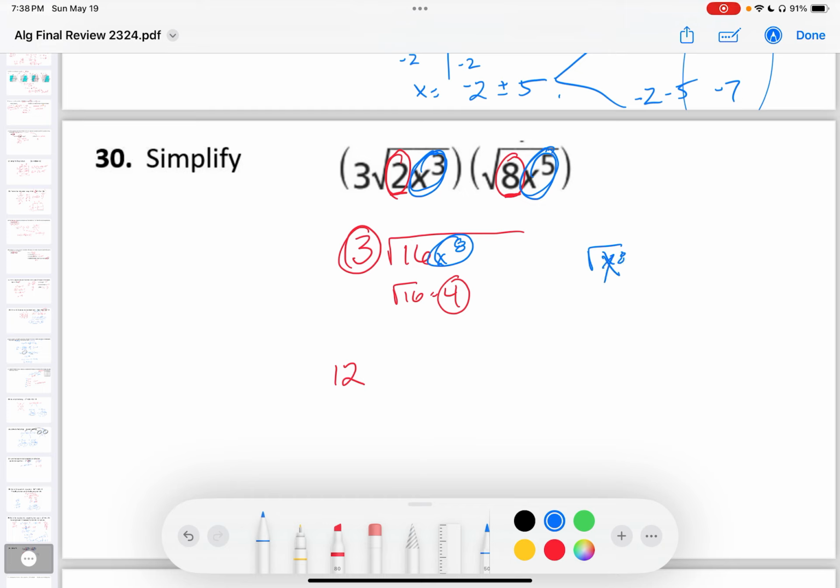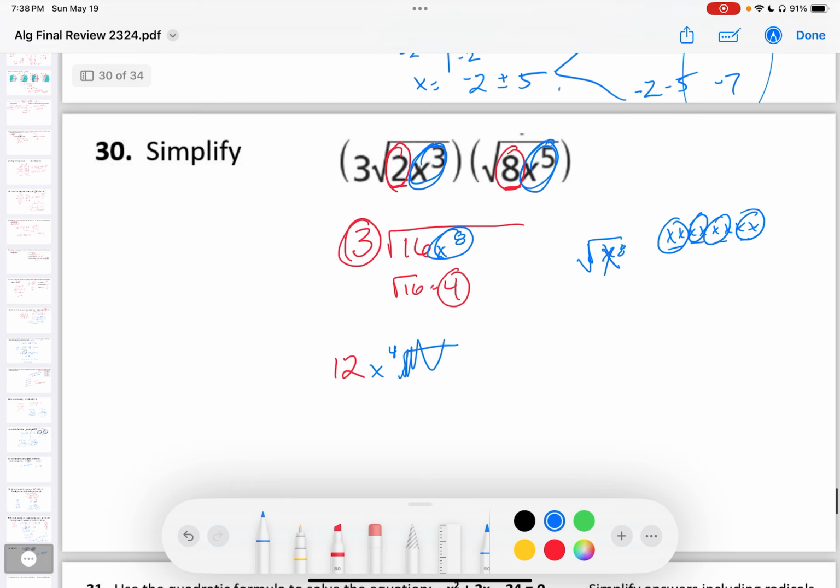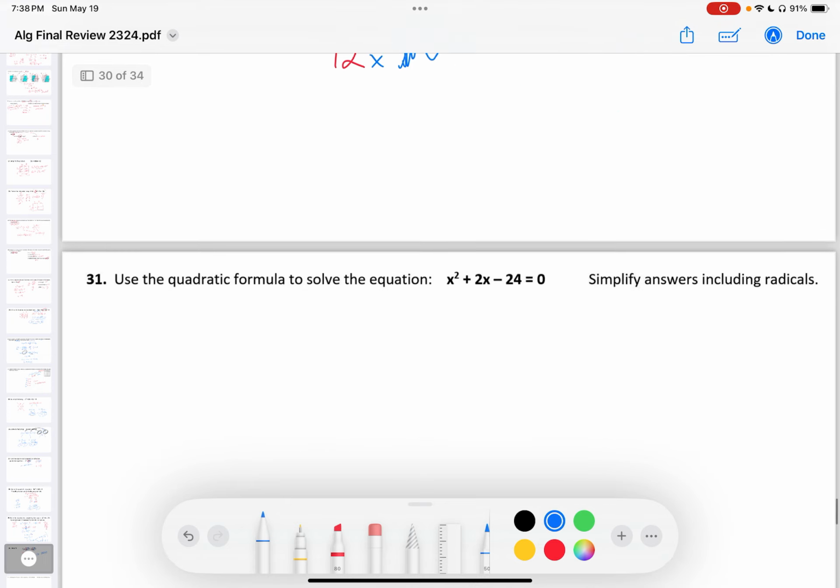And in x to the 8th, there would be 4 pairs of x's. 1, 2, 3, 4. And again, we want to get pairs of x's out. And the number that goes there is how many pairs we have. And we don't have anything in the square root left. Everything came out, so there's no square root.